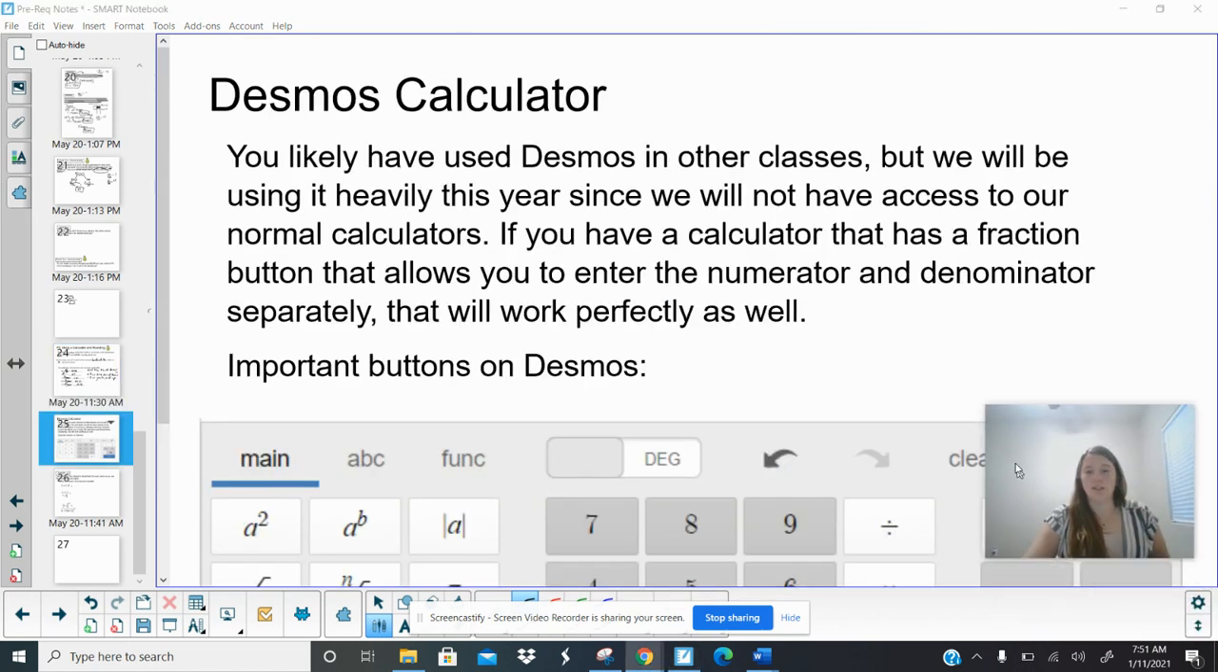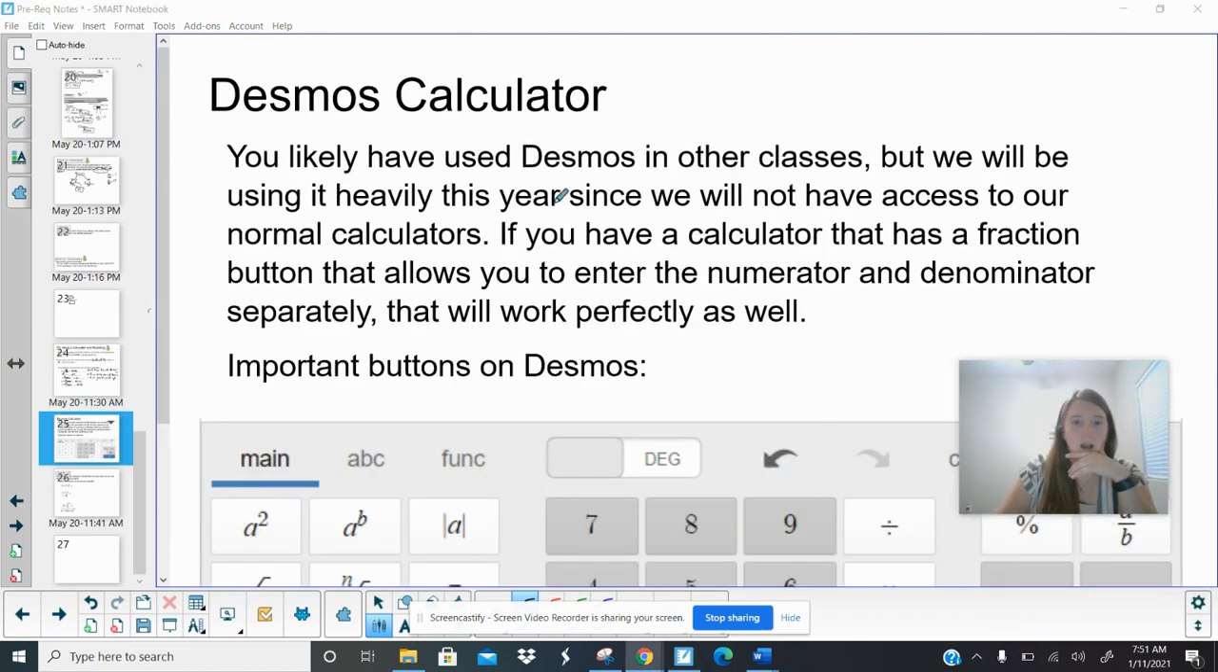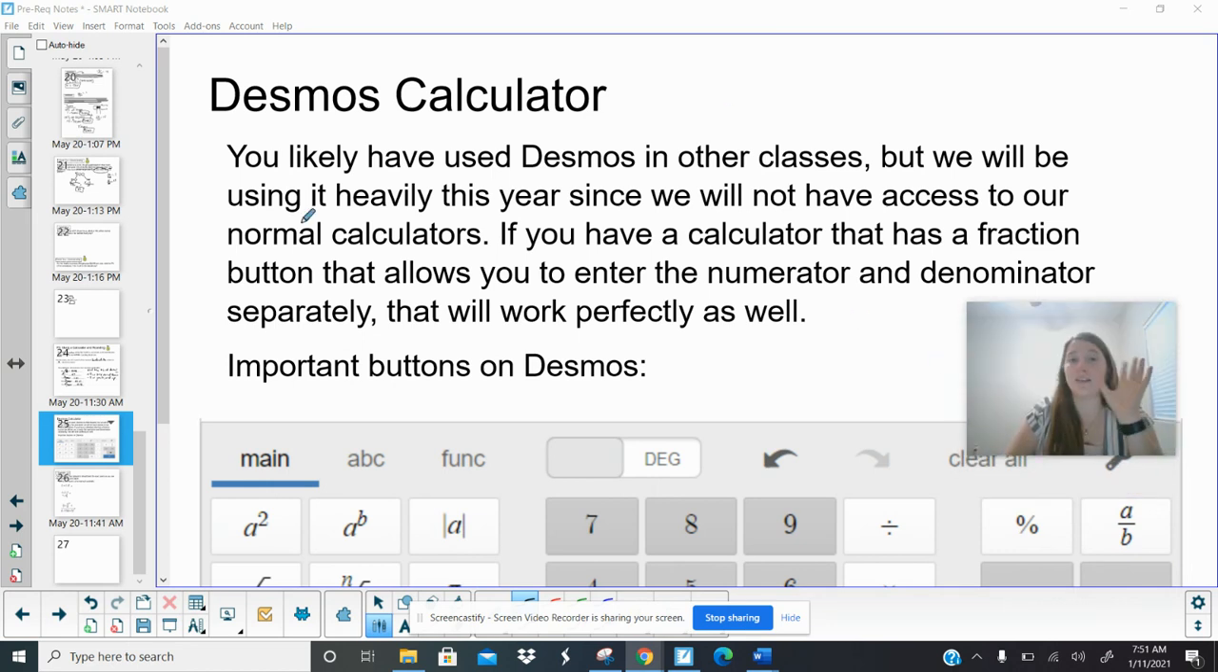Okay, let's talk about Desmos now. With Desmos, this section we're going to go over right now is either Desmos or your own calculator. However, if you have a calculator that has a fraction button, we talked about this, it needs to have a button that when you click it, it creates the numerator and the denominator separately for you to type into. So Desmos does have that.